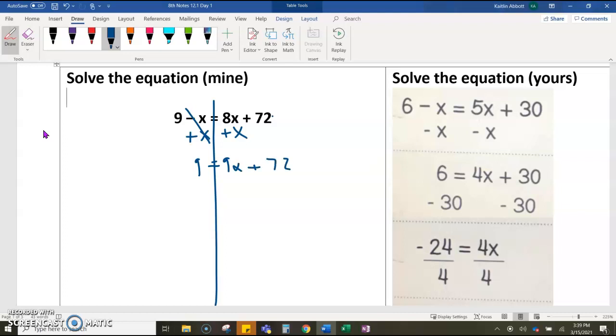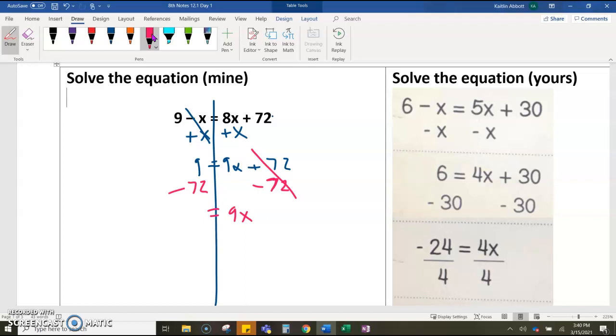Okay, now I have a better idea. Let's get rid of that 72, the constant near the variable. So I'm going to minus 72. 72 minus 72. Then these cancel out. I am left with 9x, and now a 9. Now I have a positive 9 minus 72.